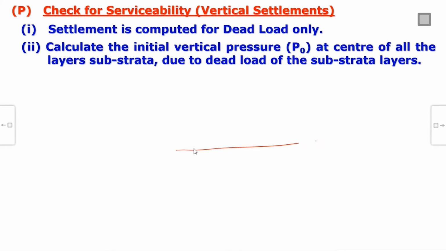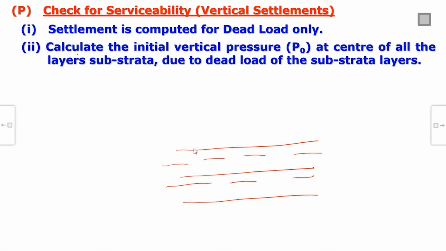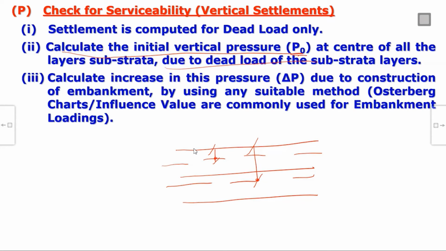So the concept is, if this is your subsoil, it may consist of 2-3 layers. At the center of every layer, first you calculate the initial vertical pressure, what you call P0. So if we take the center of this layer, it will be the weight of this. This is known as the initial vertical pressure at the center of all substrata layers in the foundation, basically due to dead load of the substrata. And then when you construct the embankment here, what will be the increase because of this embankment load? What will be the increase? Delta P0 or delta P. So P0 was initial, and it will be increased by delta P.